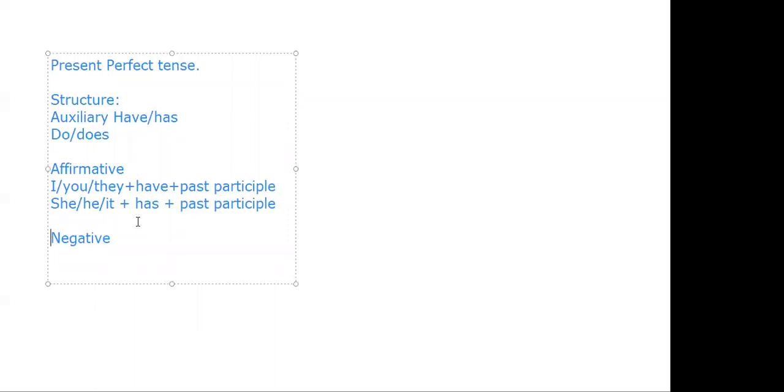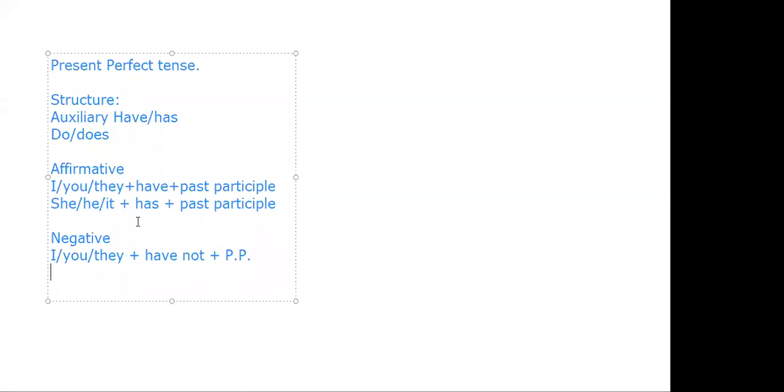Now, in negative, the structure is not very complicated. The only thing that we do is that we add not after the auxiliary. Similar to don't and doesn't, here it is haven't and hasn't. You see, haven't, hasn't, same thing. So we have I, you, they, plus have, not. You see how simple it is? And let's call this PP, past participle.